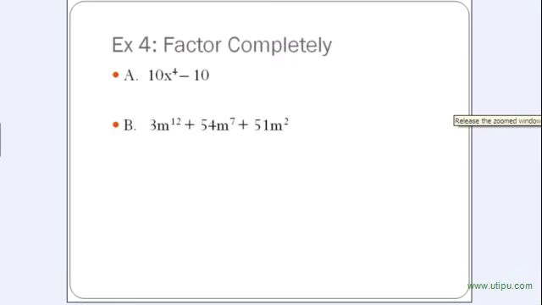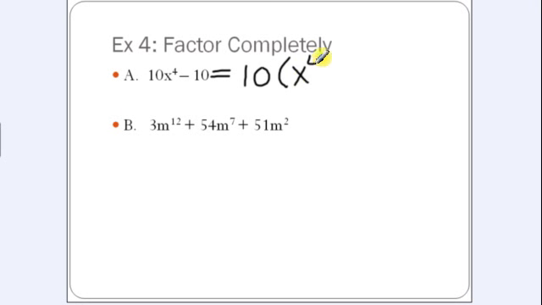Let's practice some more factoring. If I want to factor completely 10x to the fourth minus 10, the first thing again I want to look for is the greatest common factor to factor out. Well, I have 10 in both terms, so I can definitely factor out 10, but that looks like it. Now when I factor out 10, that would give me x to the fourth minus 1.